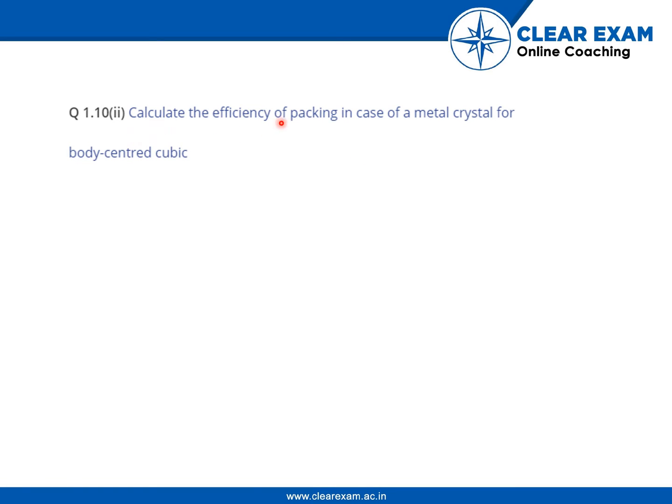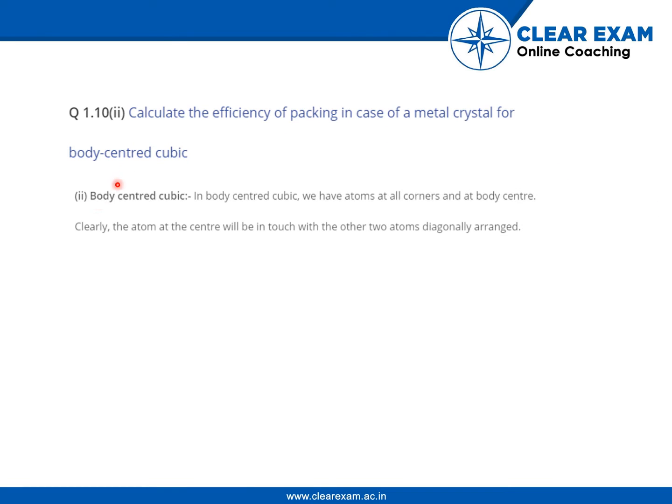Now calculate the efficiency of packing in case of a metal crystal for body-centered cubic. Now for body-centered cubic, there are atoms at all corners and at the body center. Clearly, the atom at the center will be in touch with the other two atoms diagonally arranged. So you can see these three atoms are aligned. This is the center, this is the one diagonal, and this is the other diagonal.